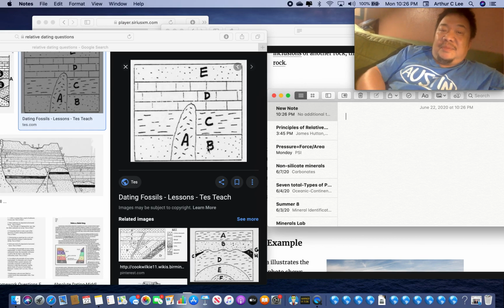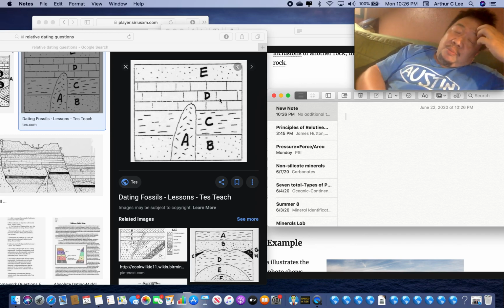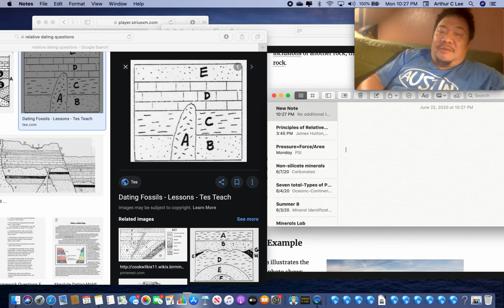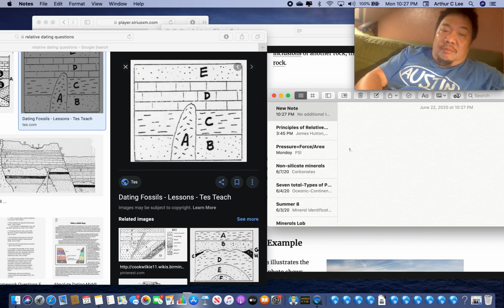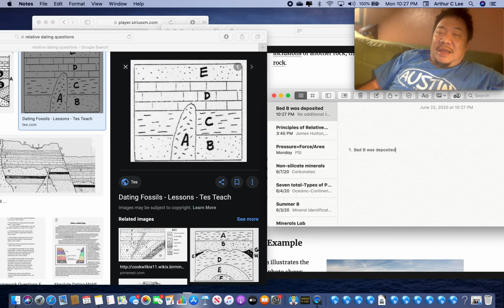Also, dots means quartz sandstone. Dashes means shale. A brick pattern like this means limestone, and then you've got another sandstone here. And this is a plutonic rock. It's a dike, and it's cutting through beds B, C, and D. So to tell the story of relative dating, you have to say what happened first. Well, bed B was deposited first, right? Isn't that the first thing that happened?